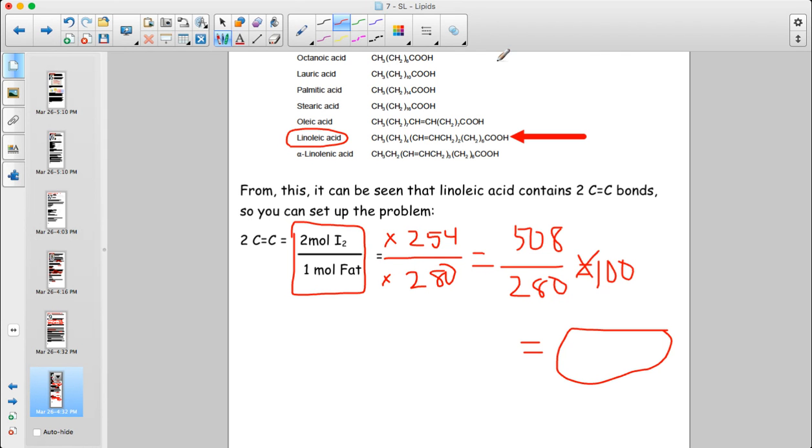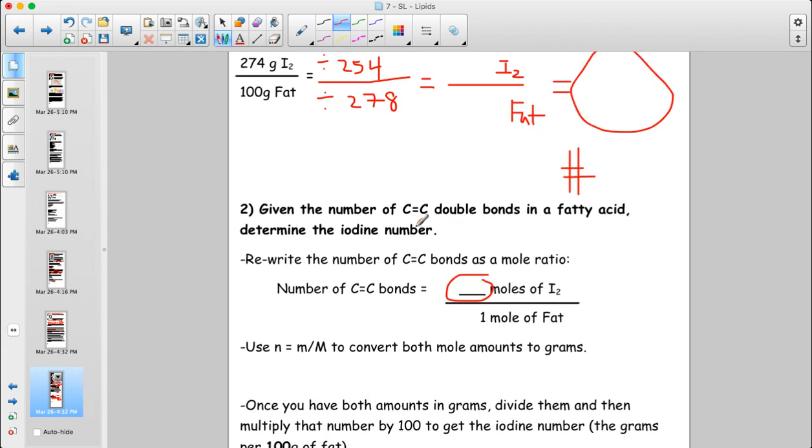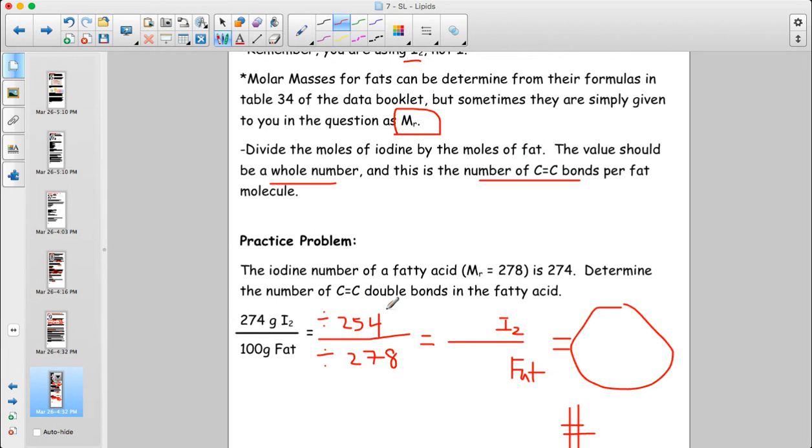And that's iodine number. There's 2 types of problems that you get, and it's really just 2 types of molar mass conversion and just understanding how the ratio works.